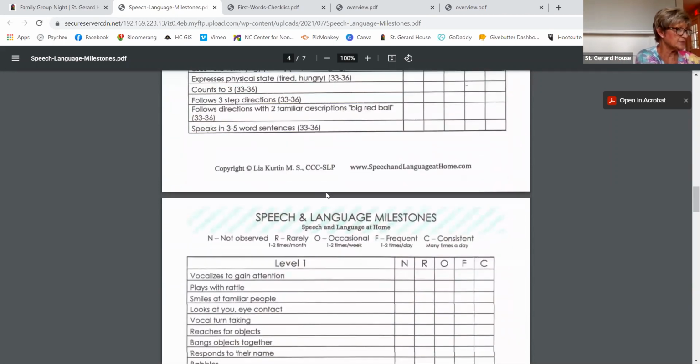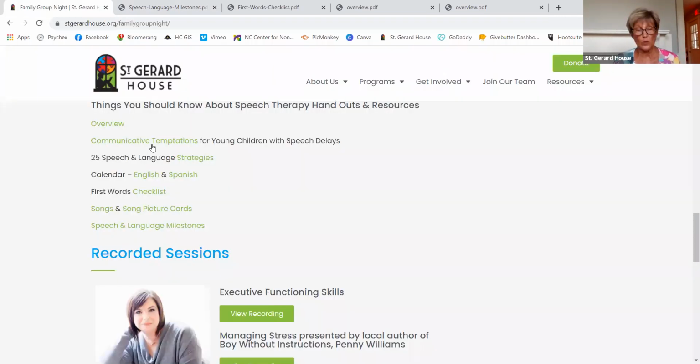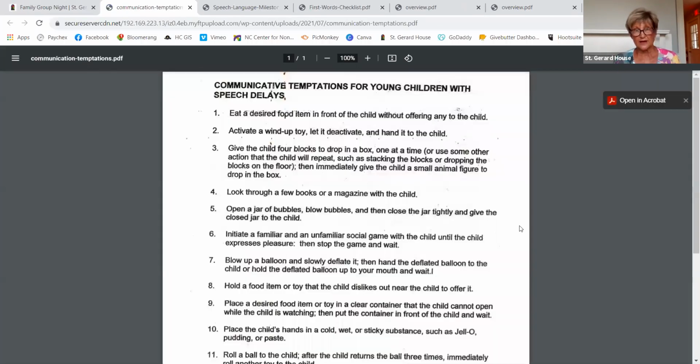Another thing that is in here, if you have a child that is wanting to point and gesture all the time when they want something, is communicative temptations. Instead of having everything within easy reach of your child, and many of our kids would just as soon get things on their own and be independent rather than have to ask for it, if you put things up higher so they have to ask you for it, that is creating a good natural way for them to try and use some words with you.